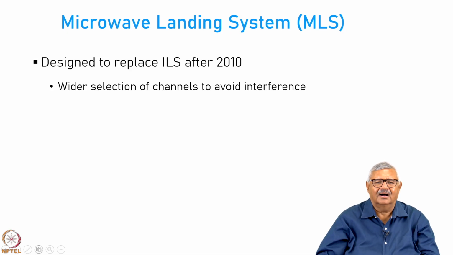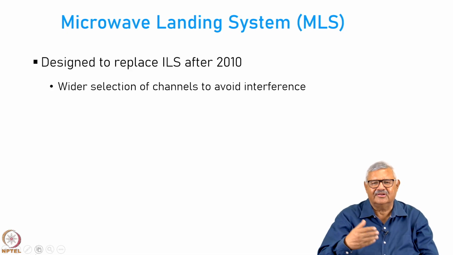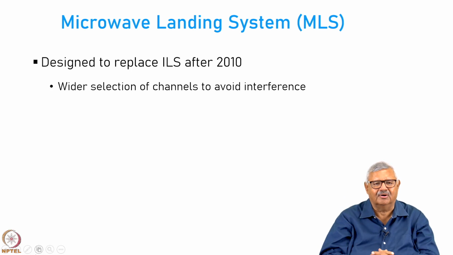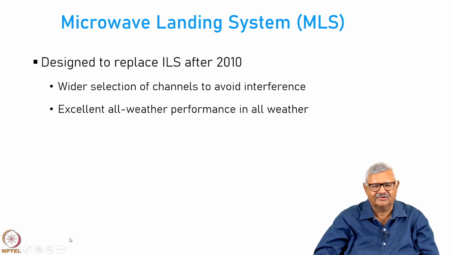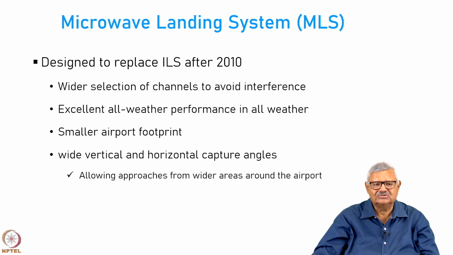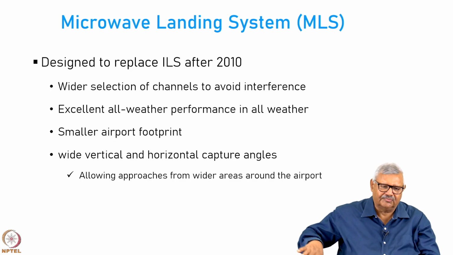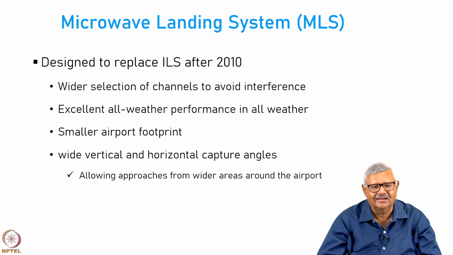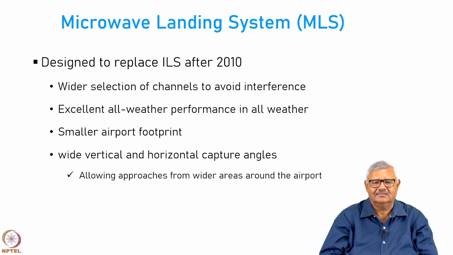ILS limitations include a lesser number of channels because the frequency band is very small. This has got wider signal selection of channels. It gives you very good performance under all weather. It gives you a smaller airport footprint. It also allows you to approach from the side instead of coming in straight. So, it gives a much wider vertical and horizontal capture angles.